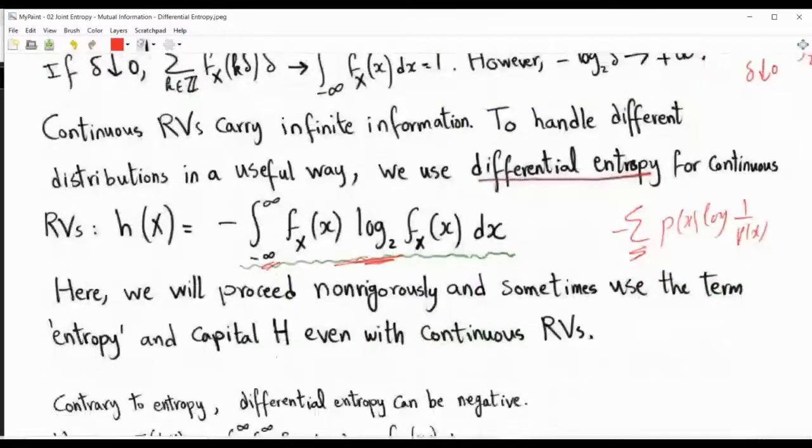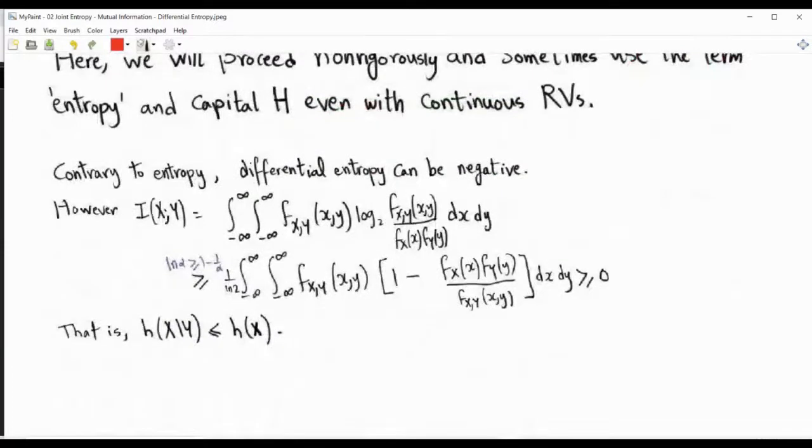Typically the differential entropy is denoted by small h. Same story, sometimes I will write the entropy of a continuous random variable with big H. Differential entropy can be negative. But if you do this same game of converting sums into integrals and PMFs into PDFs, mutual information will always be non-negative, even if you define it for continuous random variables.